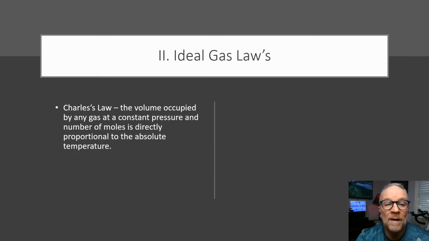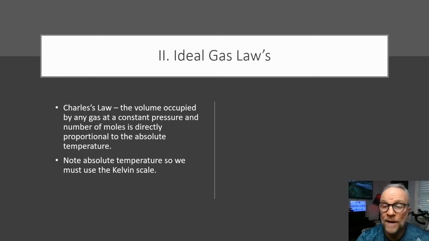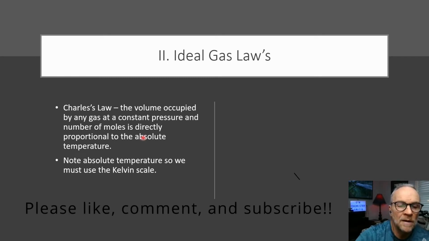So the volume occupied by any gas at a constant pressure is directly proportional to the absolute temperature. So as the temperature goes up, the volume goes up, pressure remaining constant. Note the absolute temperature, so we must use the Kelvin scale. That is an important note to make here. You might want to underline or highlight this absolute temperature variable. That means we have to use the Kelvin scale when we do our calculations.